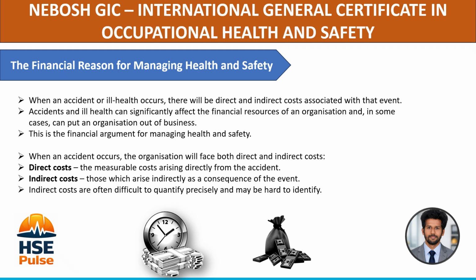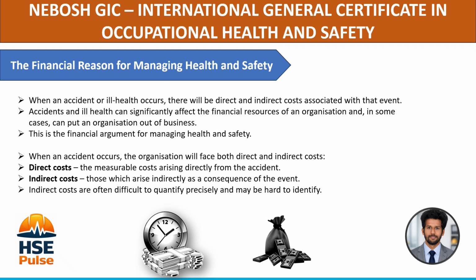So it is difficult for a small company to come out of that huge amount of loss. It can even put an organization out of business and the market. So this is the financial argument for managing health and safety. In order to avoid this, the company should take proactive steps to manage health and safety in the workplace. As we have seen before, when an accident occurs, the company will face both direct and indirect costs.